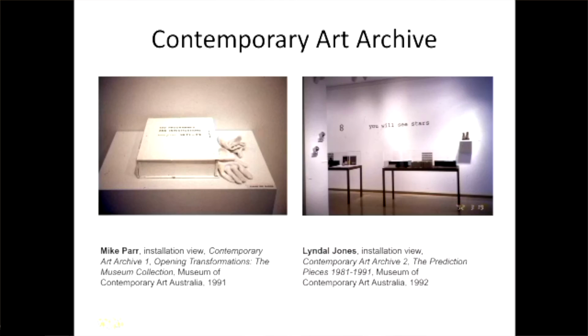So before opening to the public in November 1991, the MCA's chief curator, Bernice Murphy, alongside curator Sue Kramer, had begun developing the Contemporary Art Archive. The Contemporary Art Archive is a repository for the collateral produced by artists in the making of their work and includes a documentation of performance.